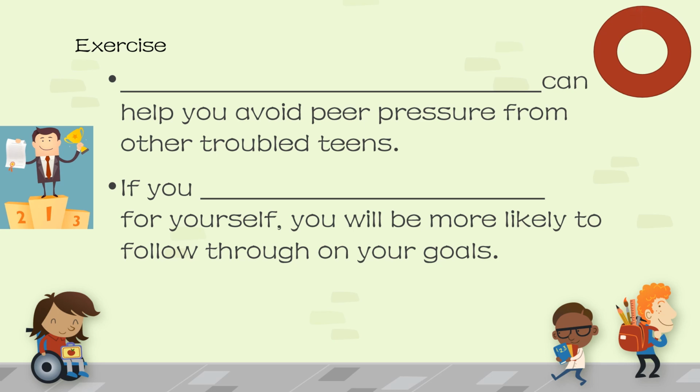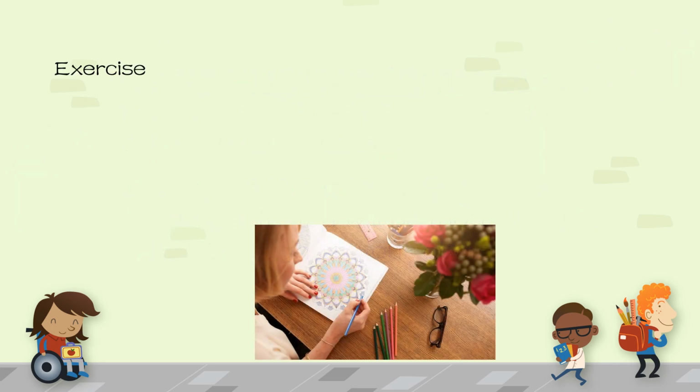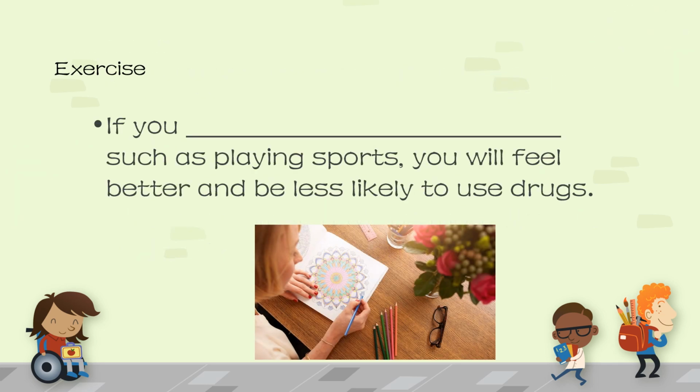So, time's up. First one, the answer is changing your social groups because of the keywords troubled teens and peer pressure. Second, the answer is create a reward system because of the last sentence. You will be more likely to follow through on your goals. Next, you will have 30 seconds to finish this exercise.